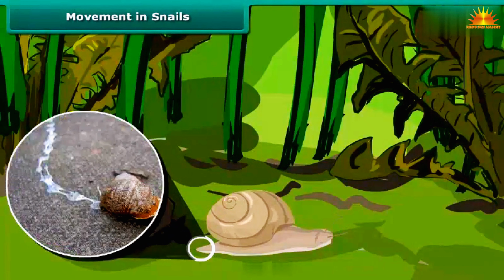The undersurface of the muscular foot is lubricated with mucus. Waves of muscular contractions along this surface help a snail move. The mucus also reduces the risk of injury from sharp objects. That is why snail can walk over sharp objects like blades without getting hurt.